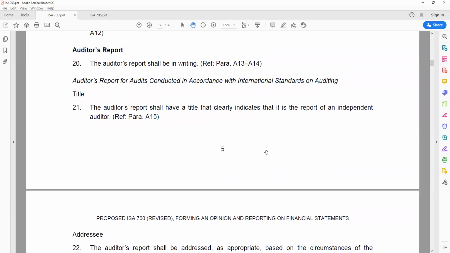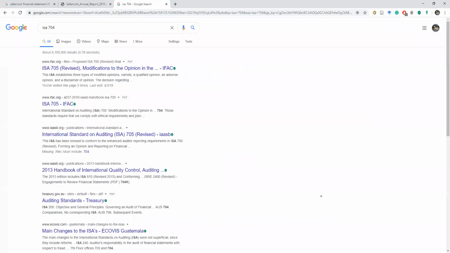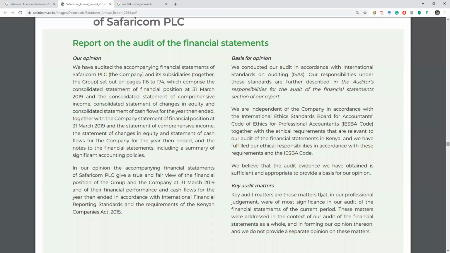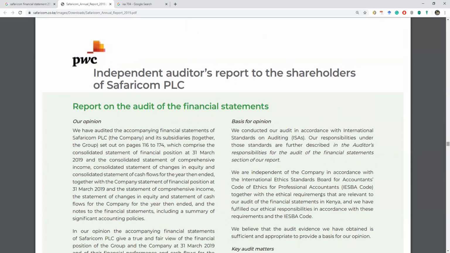Now, you've gone through the accounts for Safaricom. Let me just refer back to the accounts of Safaricom. This is the report that PwC, the auditor of the company, is preparing to the members of the company, the shareholders of the company. So don't forget this report that is being drafted by PwC.